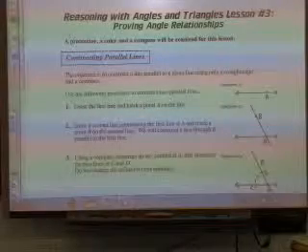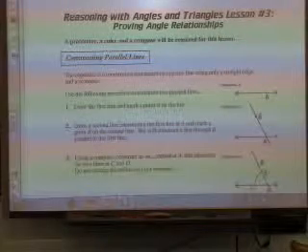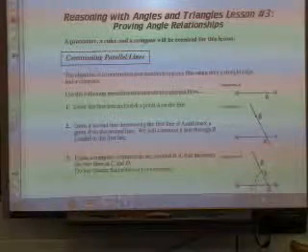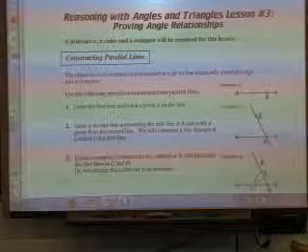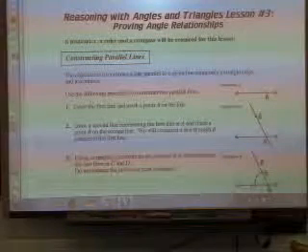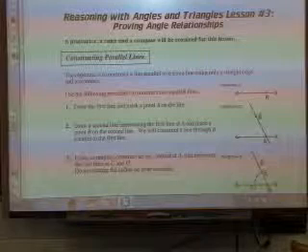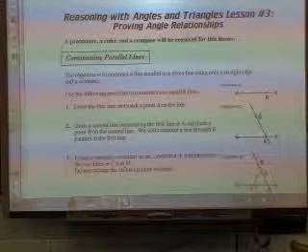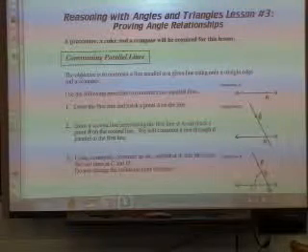Lesson 3 is on proving angle relationships. So yesterday we discovered angle relationships with our corresponding, alternate and co-interior angles. What we're going to do today is look at proving them.